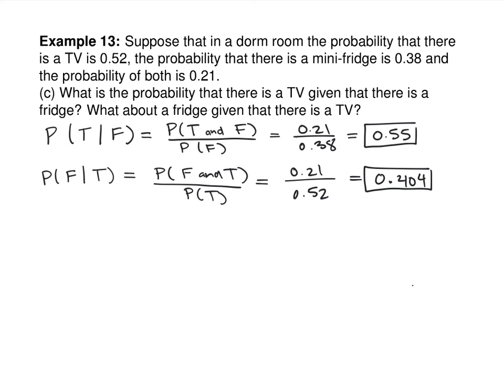And that should kind of make sense that knowing that one event occurs, as in the fridge is there or the TV is there, probably increases the chance that that roommate just has everything and they have the other thing as well. In the first case, the TV, in the second case, the fridge.